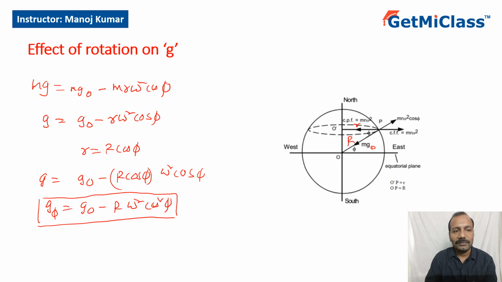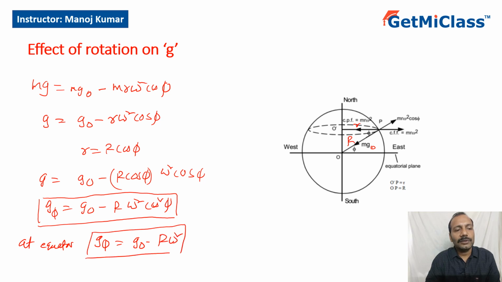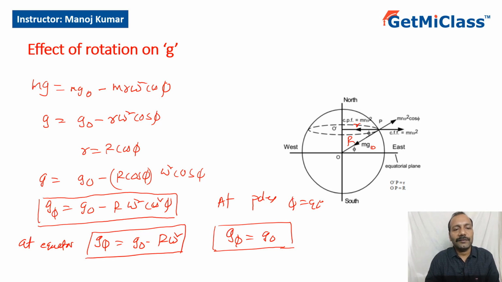Now from this, at equator phi is 0. So acceleration due to gravity would be equal to how much? I can write directly, at equator g equal to g naught minus R omega square. Right. Now at poles phi is 90 degrees. Because phi is 90 degrees, then acceleration due to gravity would be equal to g naught. That means as we move from equator to pole, effective acceleration due to gravity would increase. So that means if your weight is something x units on equator, at poles it would be greater than x units. And again there is a catch here.